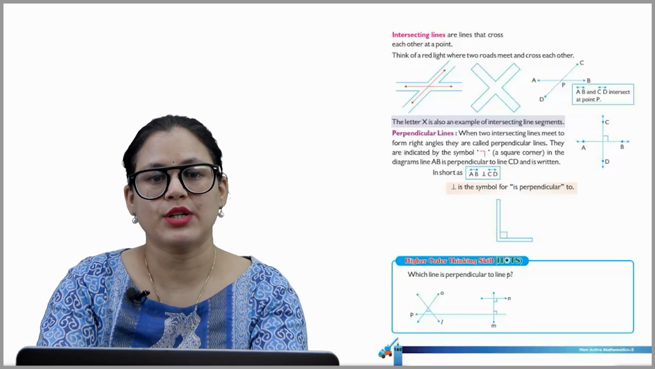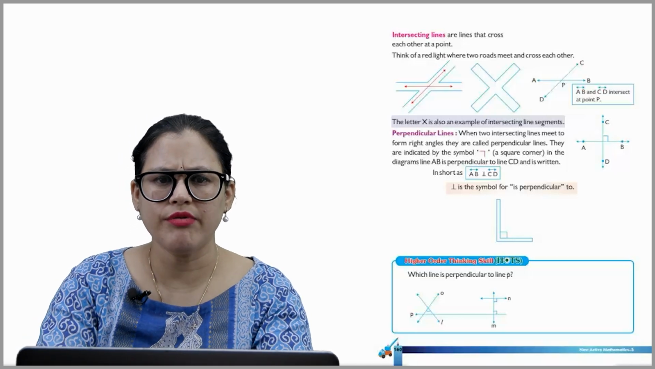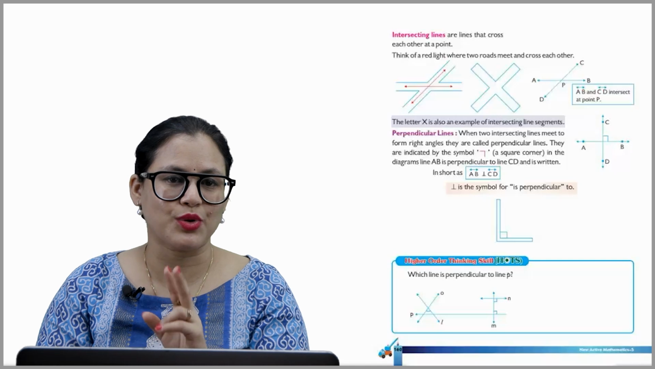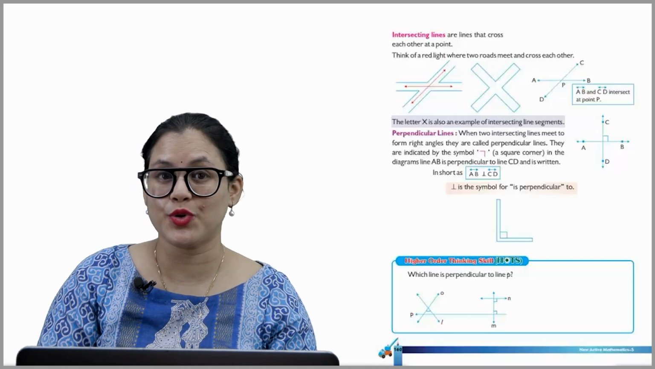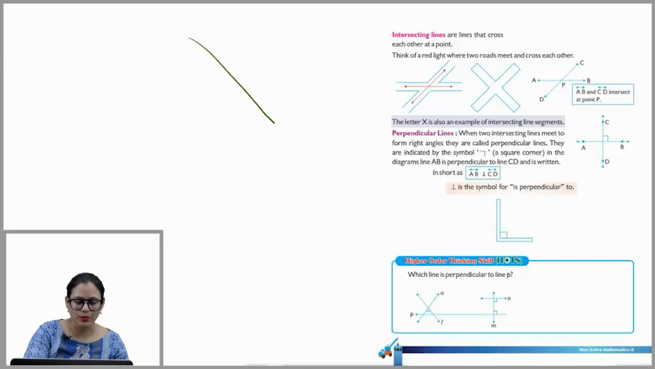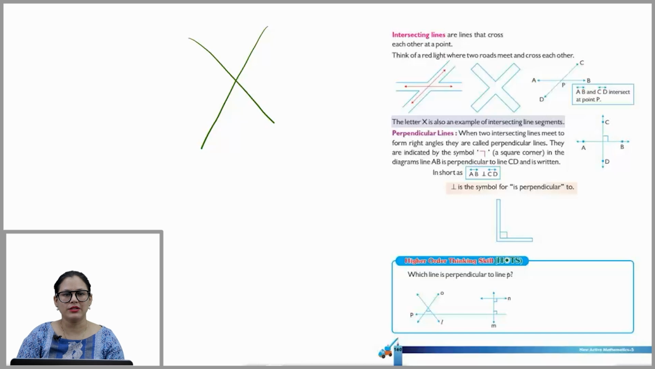Intersecting lines are lines that cross each other at a point. Think of a red light where two roads meet and cross each other. That's why we call it a crossing. See, two lines crossing each other, these lines are called intersecting lines, okay. Lines AB and CD are intersecting at which point? At P, okay. The letter X is also an example of intersecting line segments, which I have made. So this is also an example of intersecting line segments.